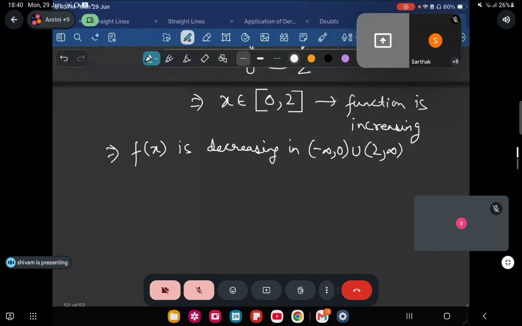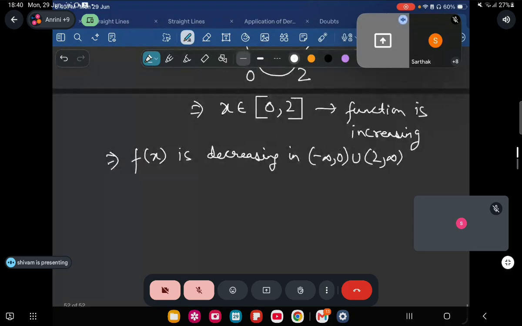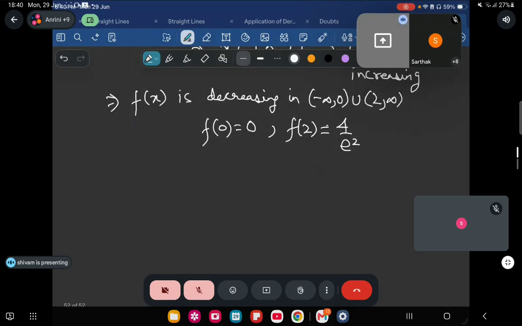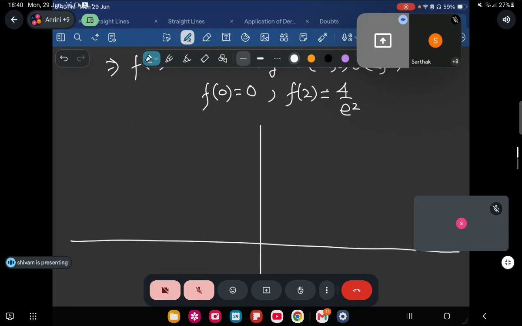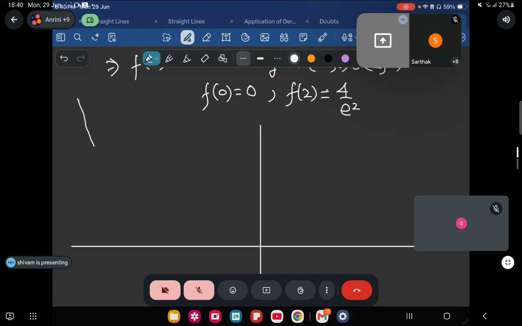Okay. Now let us find out the values at some critical points. Let us find out the value at 0. f of 0 is equal to 0. f of 2 is equal to 4 by e square. And we already know the values at minus infinity and infinity. So how will the graph look? The graph of the function will look somewhat like this. It will come from infinity, reach the origin.